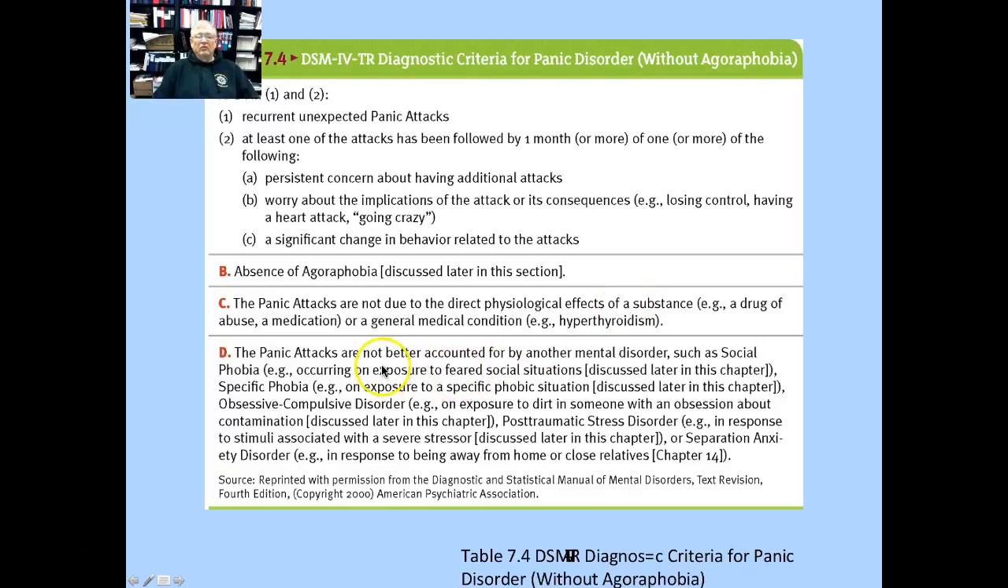And the panic attacks must not be better accounted for or part of another disorder. This is often referred to as differential diagnosis. For example, if you have a social phobia, where you're afraid of social situations and have panic attacks in that context, then you would get diagnosed with a social phobia rather than panic disorder. The same for all the rest of these that are listed. So panic attacks can occur, for example, in a variety of disorders. If you have something else going on and the panic attack is secondary to that, you don't get a diagnosis of panic disorder.